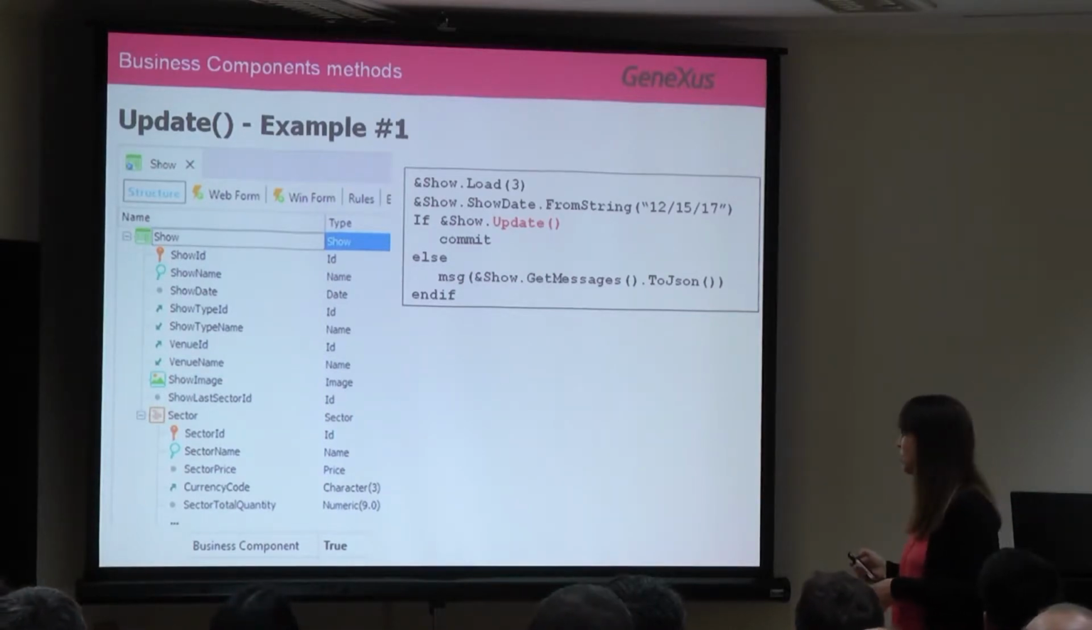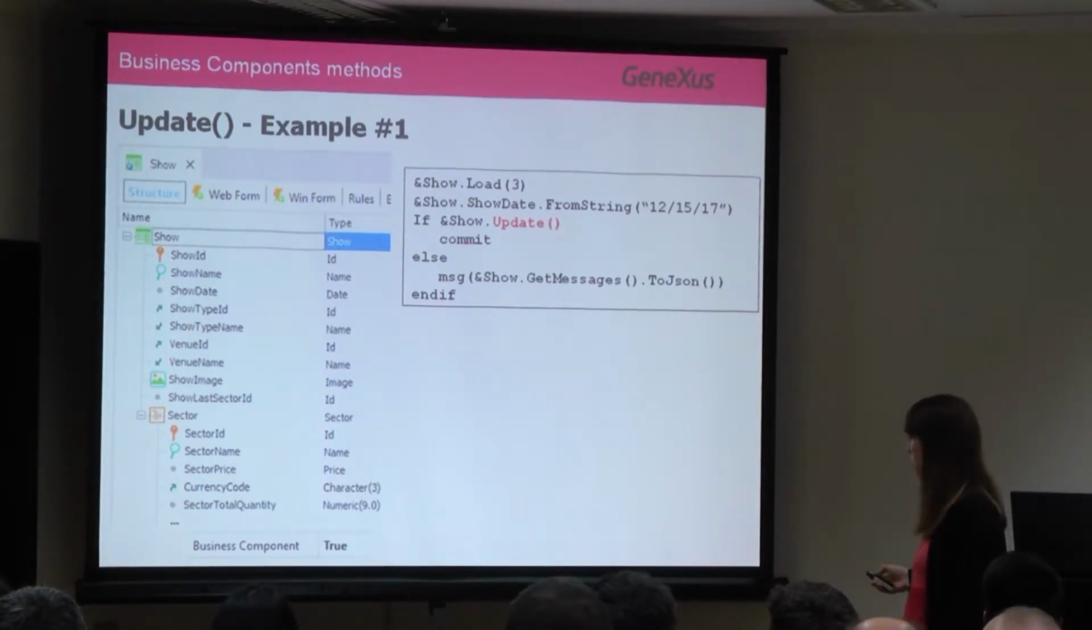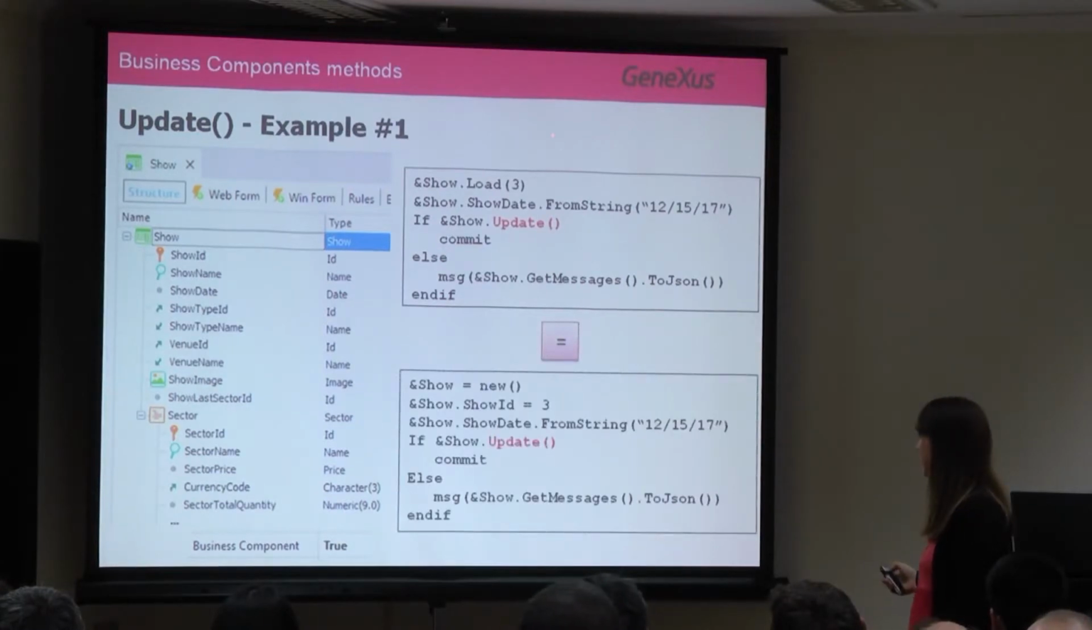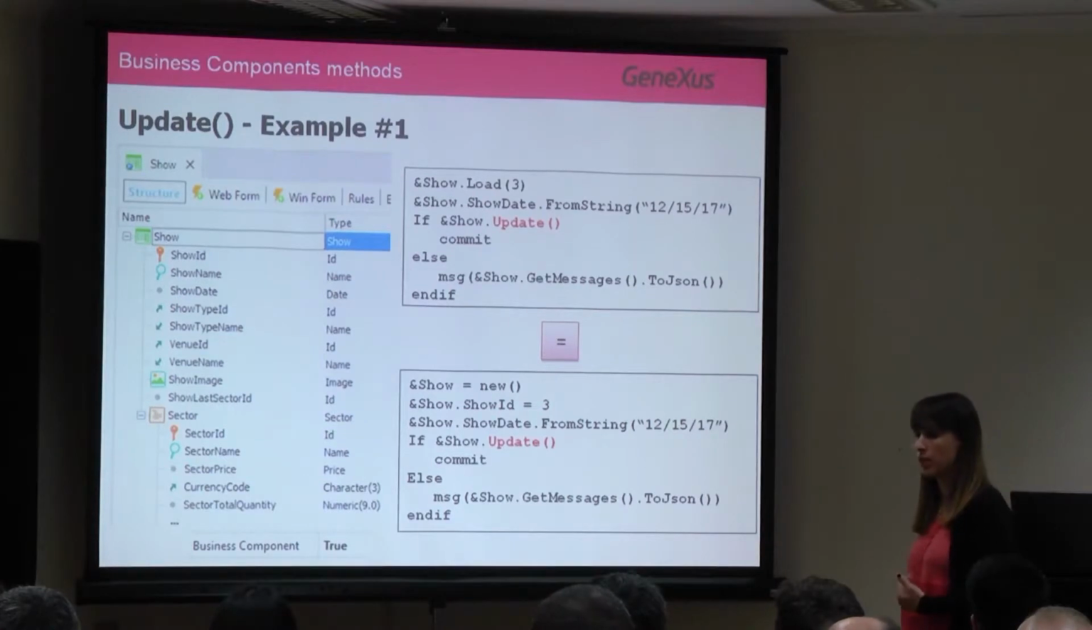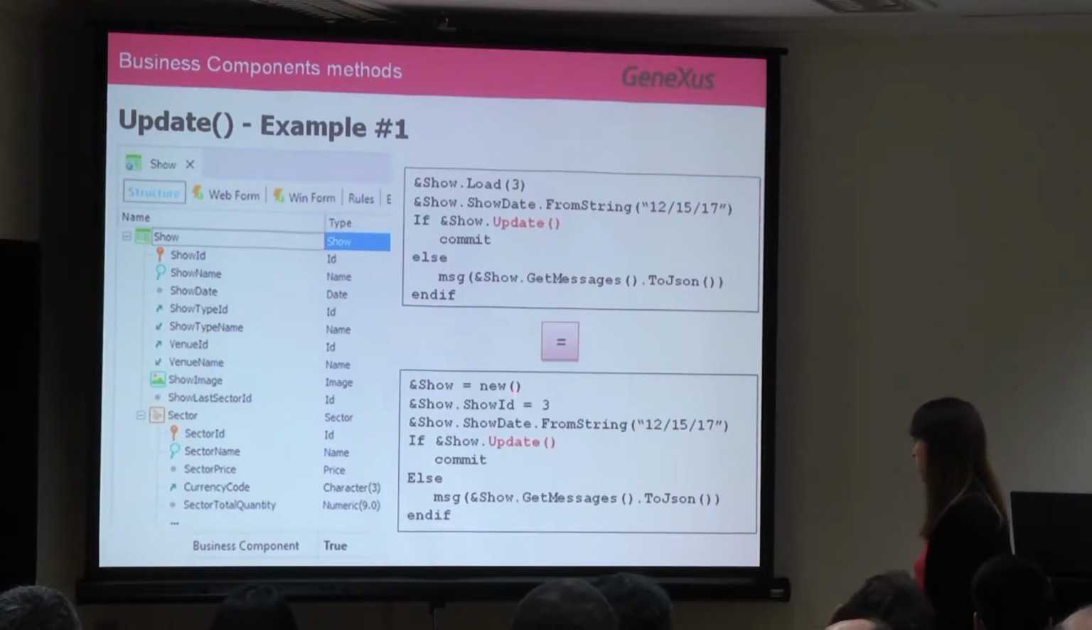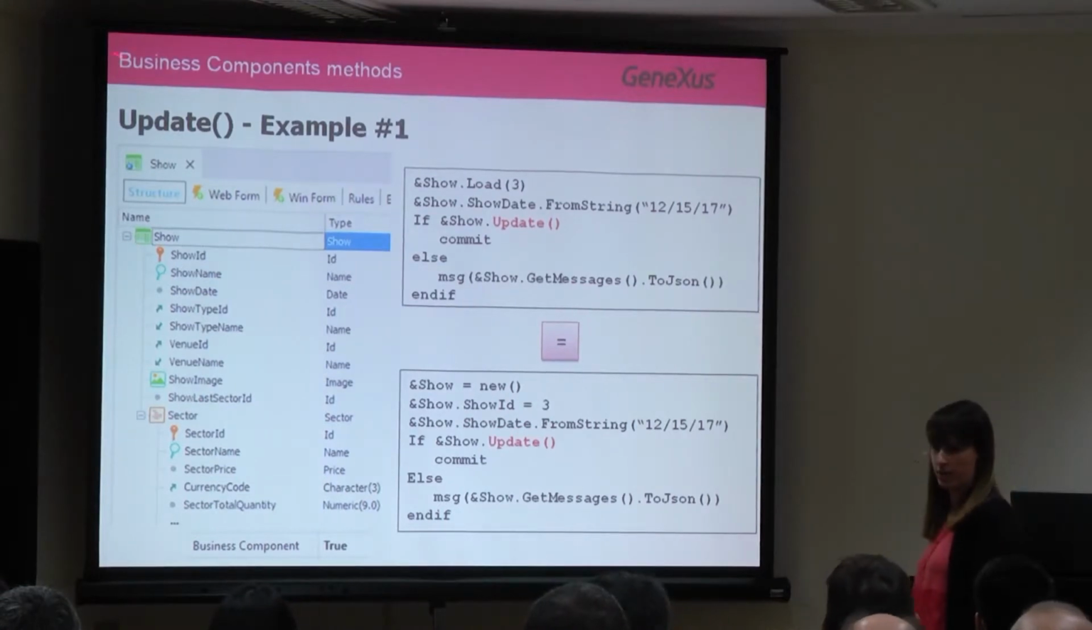Using the same transaction, if I wanted to update 1 show, then I could do as I did before, load, update the date, then update, commit, or correct the errors. But in this version, we have an alternative that has a better performance. It's not necessary to do load. You can do this to the variable business component. We ask the memory, and we assign to the key the value we want to update. Thus, I am avoiding having access to the database because the load is doing it.